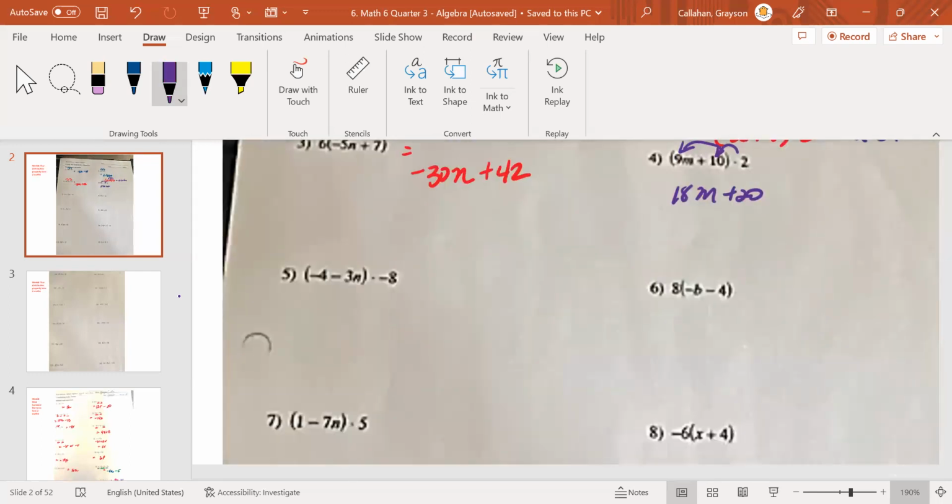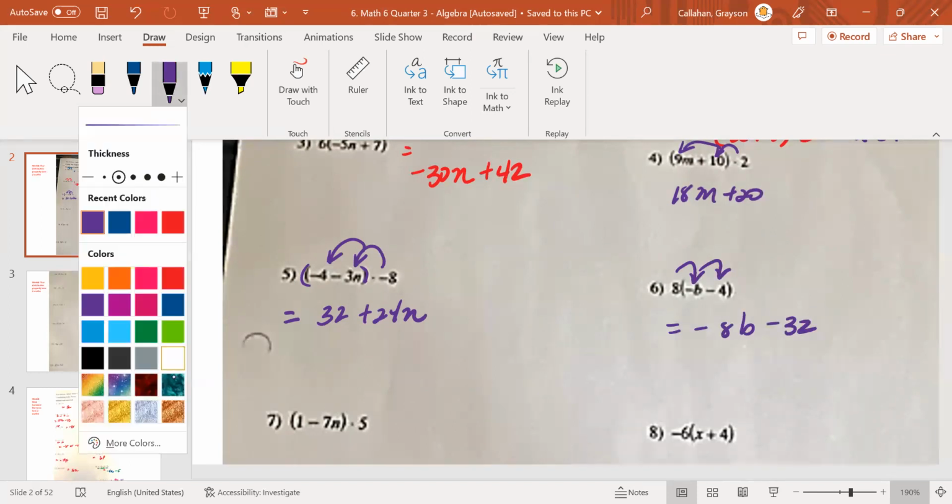For number 5, you're now introduced with a negative, so you multiply the negative 8 into the parenthesis, and the parenthesis is right around the negative 4 and negative 3n, which will give you a 32 plus 24n. And for number 6, you're going to distribute the 8, which gives you negative 8b minus 32.